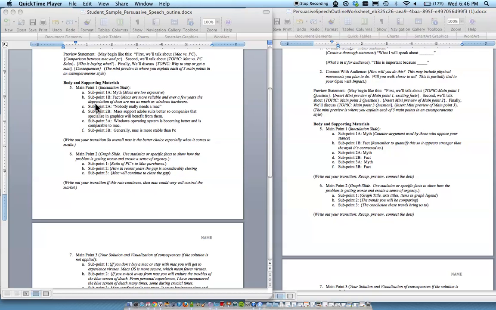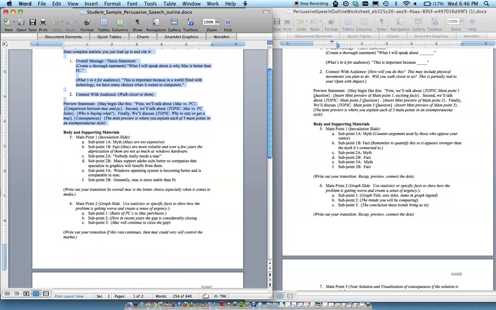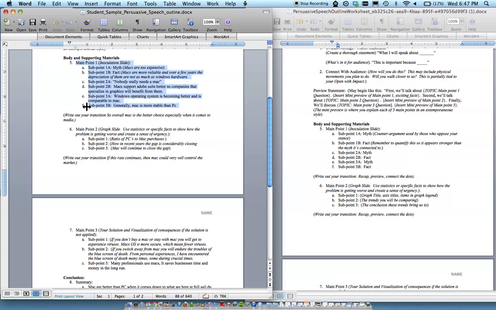So in the first two videos, we talked about the introduction, exactly what you need to write in the introduction portion of your outline, and then in video number 2, we talked specifically about this inoculation slide. So now we're going to move on to the next part, and specifically we're going to talk about main point number 2 and possibly main point number 3 if we get to that.